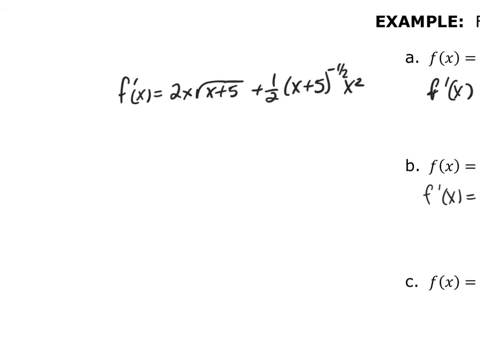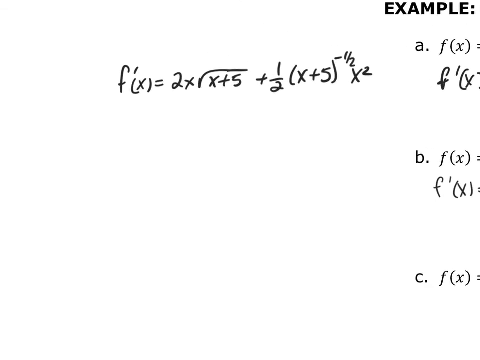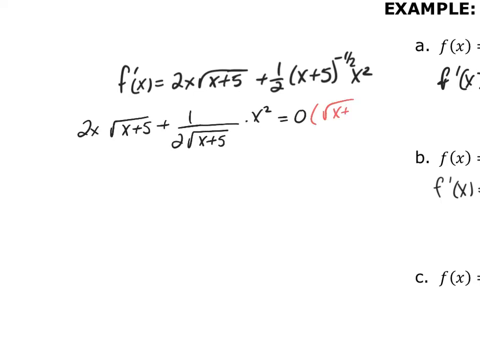So what I'm going to do is I'm going to set this equal to 0. So I get 2x square root of x plus 5 plus 1/2. I'm going to bring that square root down. X plus 5 times x squared is equal to 0. Now the reason I brought that x squared down is because I'm going to multiply everything by that x plus 5 so that it's out of the denominator. So I'm going to multiply this by the square root of x plus 5. I'm going to multiply this by the square root of x plus 5. And I'm going to multiply this by the square root of x plus 5.